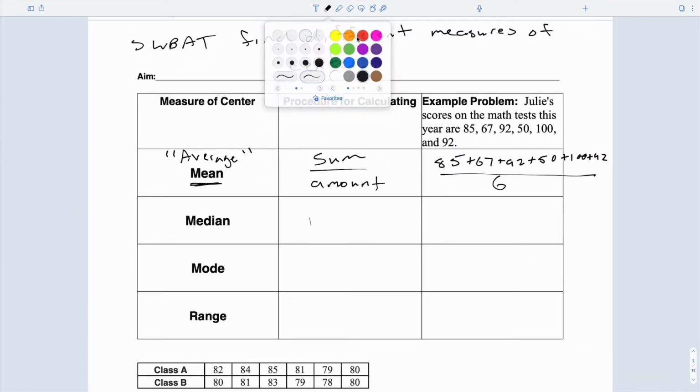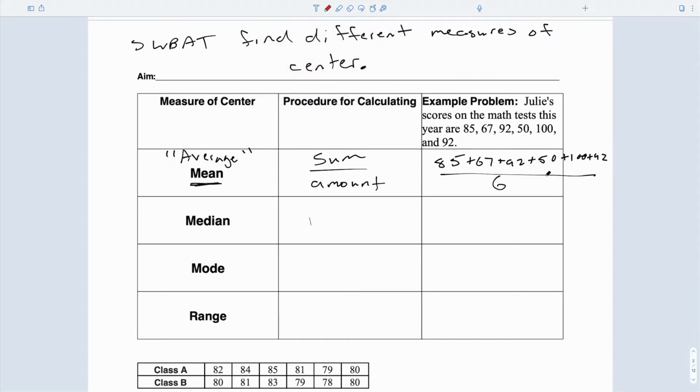Tanner, what's the answer? The mean of this data set is 81. What that means is, out of these 6 tests, Julie's average test was an 81%. Even though she got 100 one time and 50 one time, her average is 81. Your scores in PowerSchool, the percentage you see, is actually just the mean of all the points you earned that year.